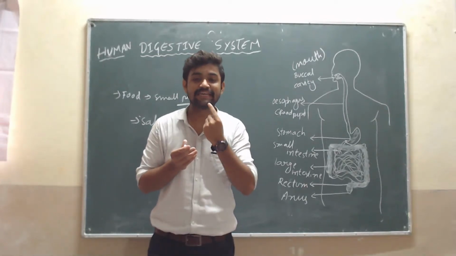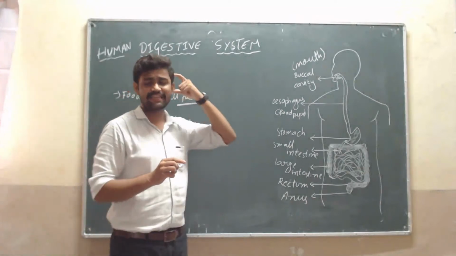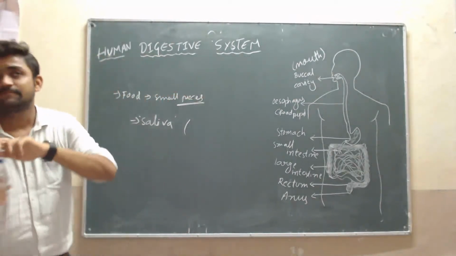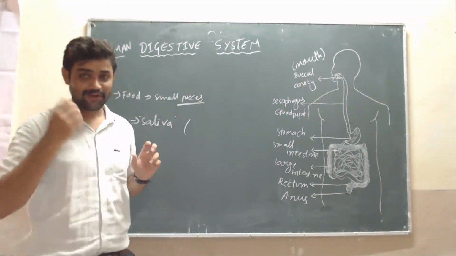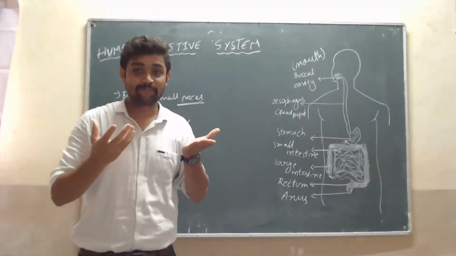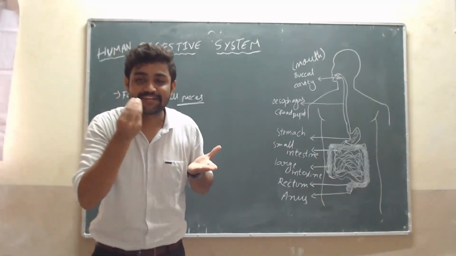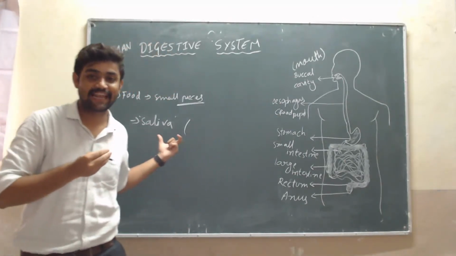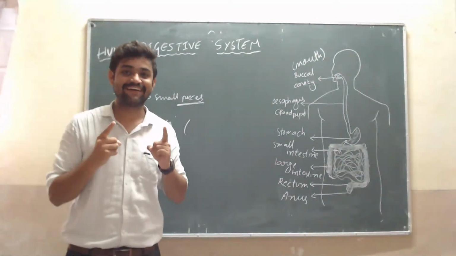With the help of what? Tongue. Sir, we don't know what saliva is. Suppose my favorite food is jalebi. Wow, jalebi. We feel it now in our mouth. That liquid is called saliva. We can feel it like this. This is the saliva.